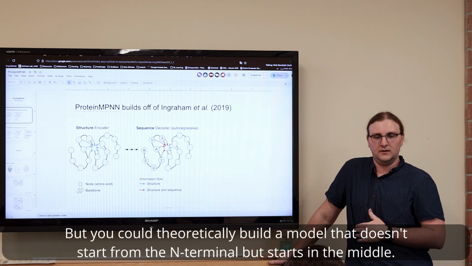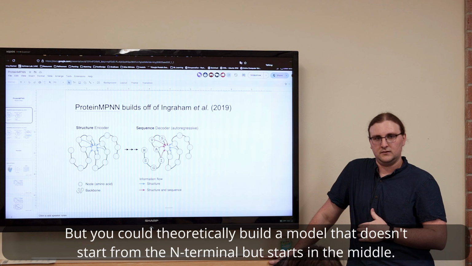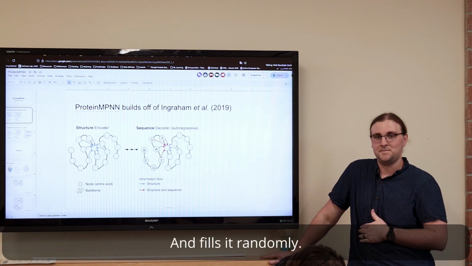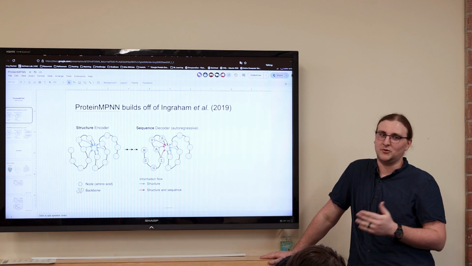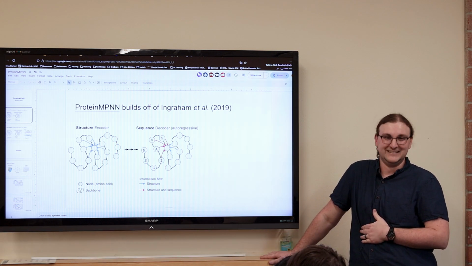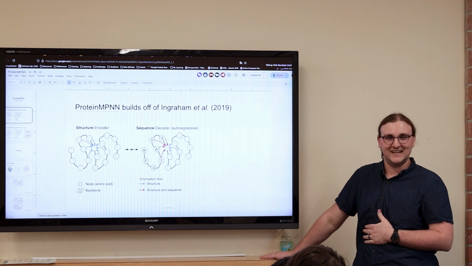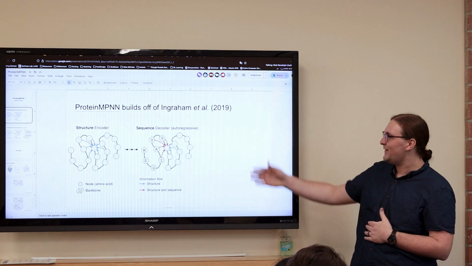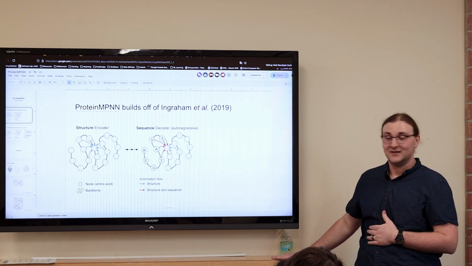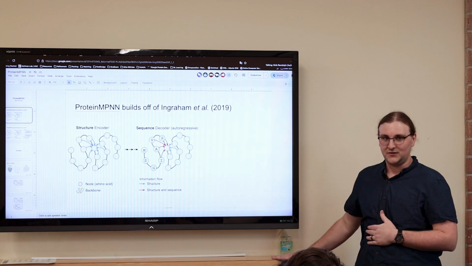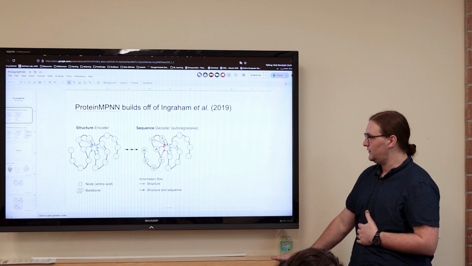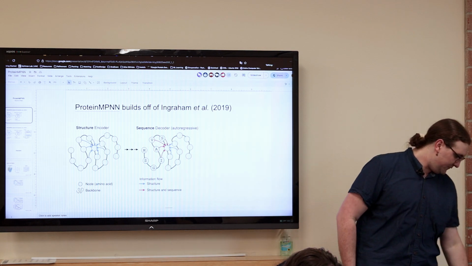But you could theoretically build a model that doesn't start from the N-terminus, but starts in the middle. Yep. And build it randomly, right? That's actually what ProteinMPNN does. Okay. Yep, that's a very good point, very good insight. That's exactly where we're going. So as you can imagine, this may not be the best way to do it. And that's one of the changes that Eustace made when he created ProteinMPNN. But we'll talk about that in a few slides.